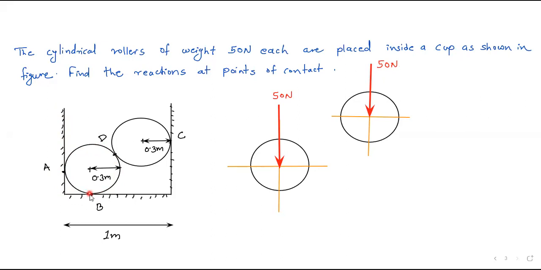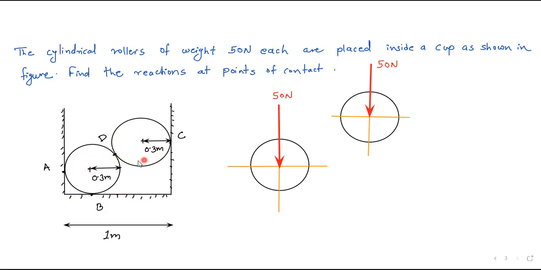Now if you come to the next point, point B, here the surface is horizontal, so your reaction will be vertical. And now here you can see at this point D, if you consider from the perspective of the first figure, this second sphere will exert some pressure on the first sphere. So this will be the line of action of the reaction.